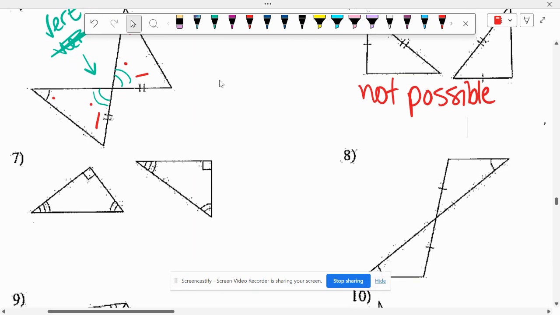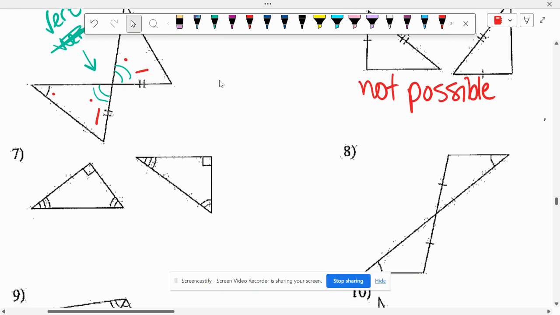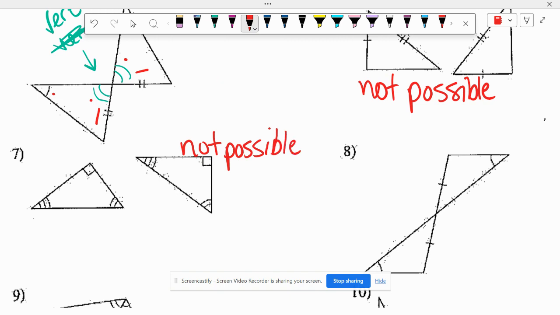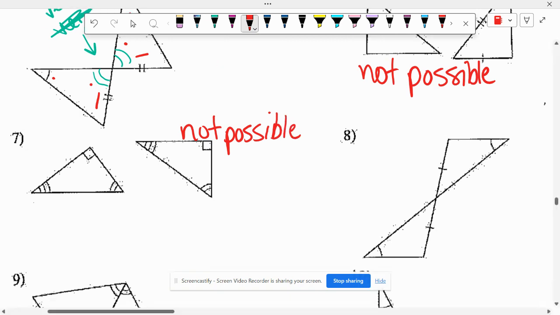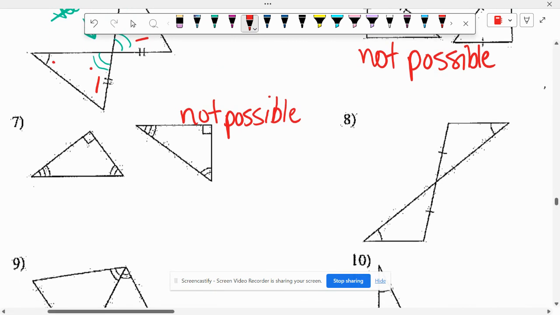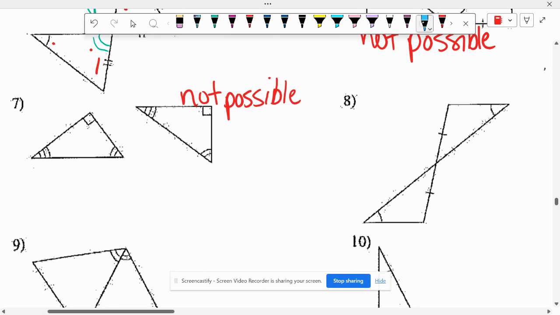Those just have 3 angles congruent to 3 angles. What does it make when you have 3 angles of one triangle congruent to 3 angles of another? Does it make it congruent? Look at that picture I drew on the board yesterday. It doesn't. It just says that they're similar. This is not possible. You can't prove congruence with this. You can only prove that they're similar. Okay. What about number 8?